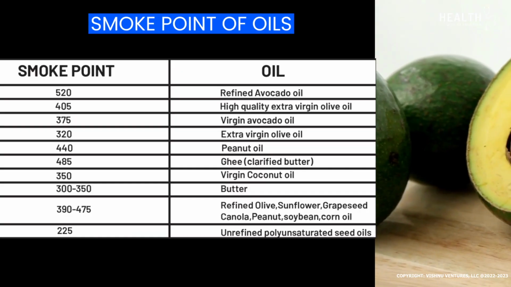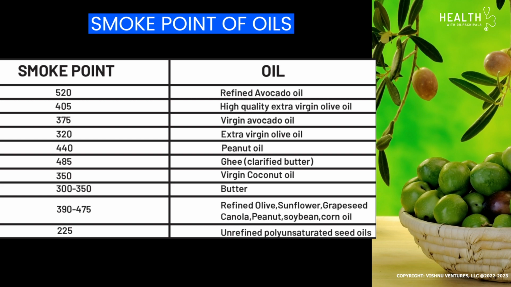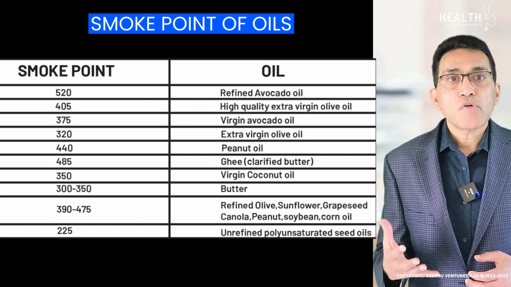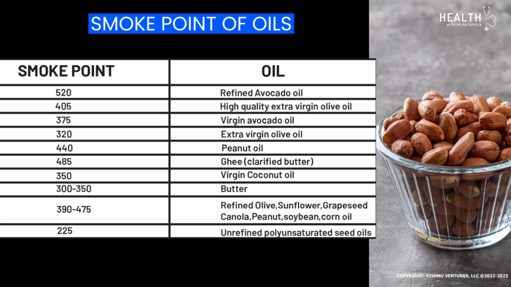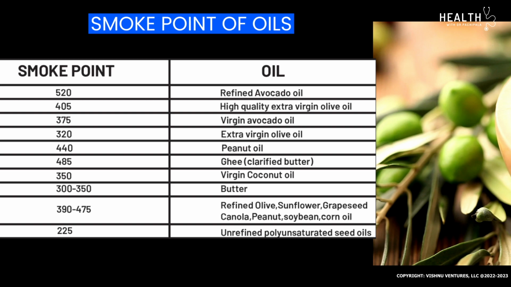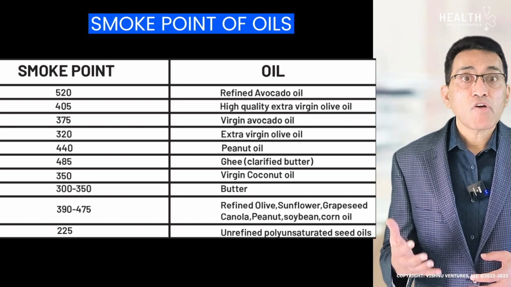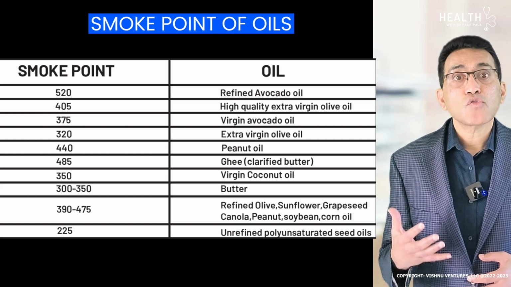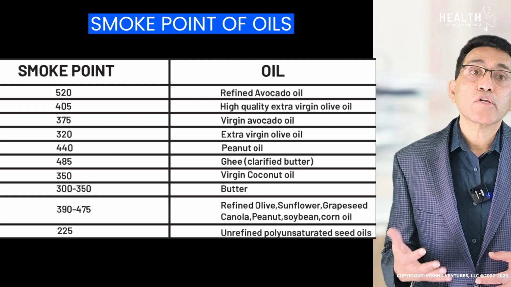Here are some examples of smoke points of oils. Refined avocado oil with smoke point of 520, high quality extra virgin avocado oil with smoke point of 405, virgin avocado oil 375, peanut oil 440, ghee 485, virgin coconut oil 350, extra virgin olive oil 320. Polyunsaturated seed oils, which are refined, have a smoke point of 390 to 475. Unrefined polyunsaturated seed oils have a smoke point of 225.